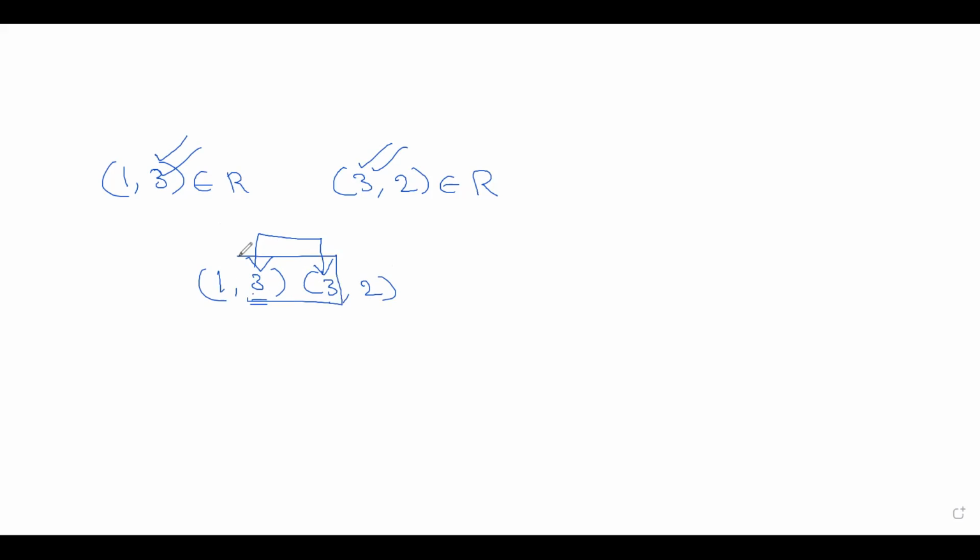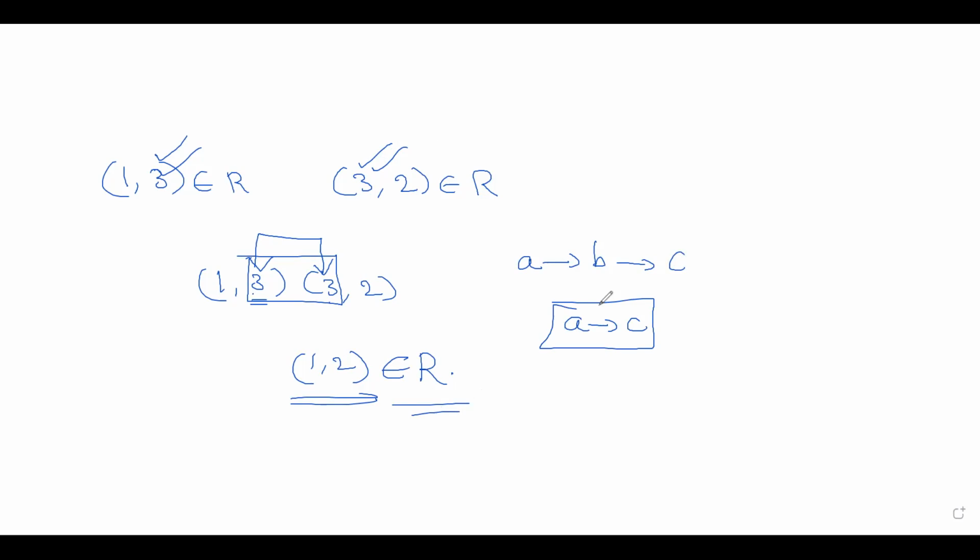Now you remove this. If you remove it, you get one thing: (1,2). This element also should be present in R. That's called transition. So it is like A is connected to B, B is connected to C, as well as A should be connected to C. That kind of thing is called transition. And then you call this a transitive relation. Clear? Got the point? Okay, fine. Now let's move on.